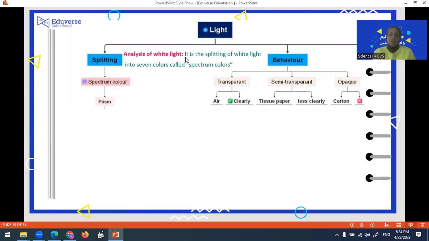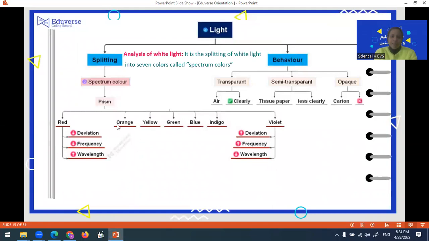It's the analysis or splitting of the white light into 7 spectrum colors. We can call it the 7 spectrum colors. So again, analysis of the white light is the splitting of the white light into 7 colors called spectrum colors. Okay, by using what? By using the prism.